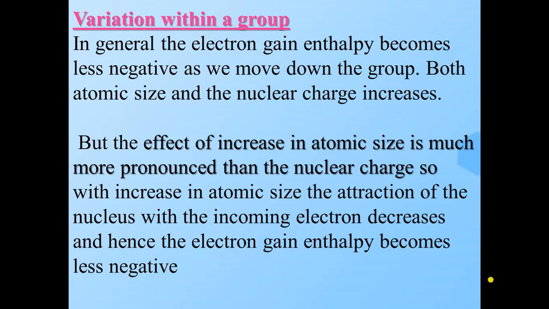But the effect of increase in atomic size is much more pronounced than the nuclear charge. So with the increase in atomic size, the attraction of the nucleus for the incoming electron decreases, and hence the electron gain enthalpy becomes less negative. So we will say that electron gain enthalpy decreases down the group.